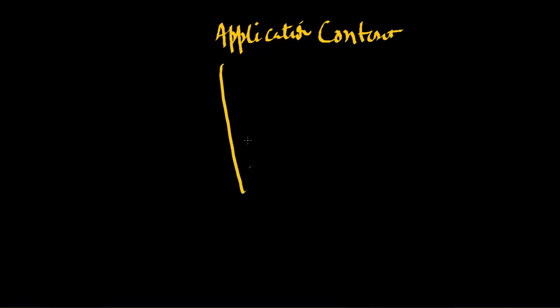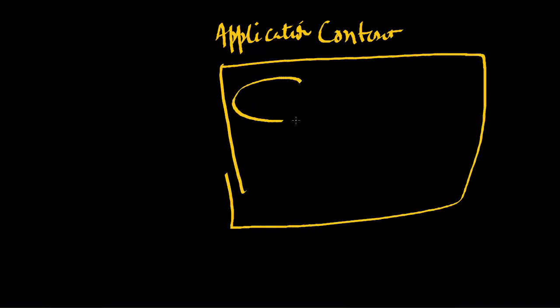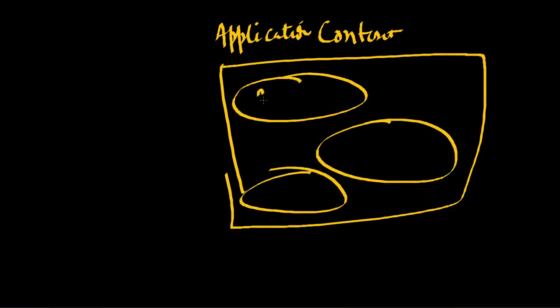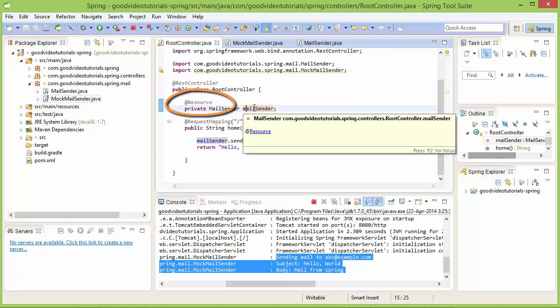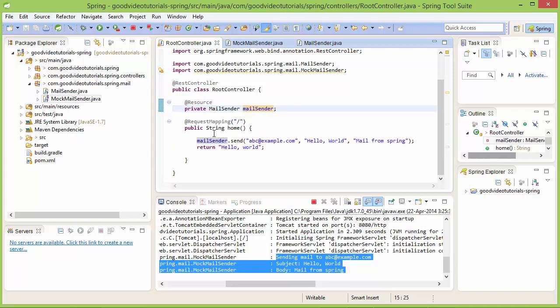When a Spring application starts, and thereafter, Spring maintains a pool of objects at a place called the application context. It will have a pool of objects like our MockMailSender, and at places our code can request for the reference to these objects. For example, here our mailSender field, by this Resource annotation, is asking for a reference to an object of type MailSender from the application context, and it is given, and so our code works.